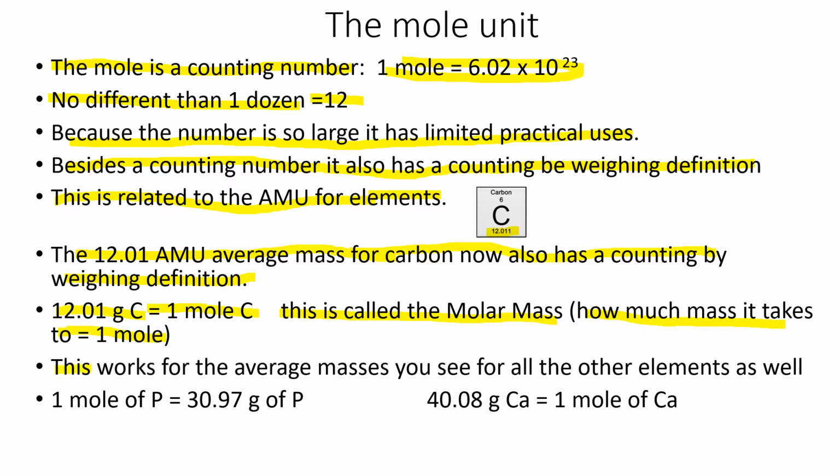So this works for the average masses you see for all the other elements as well. You look at something like phosphorus on the periodic table. When its average mass is 30.97, well, that's the molar mass of phosphorus. That's how many grams of phosphorus it takes to give you 1 mole of phosphorus. 40.08 grams of calcium, instead of AMUs, is 1 mole of calcium. So what this does is give us some more meaning to the periodic table, some more uses.